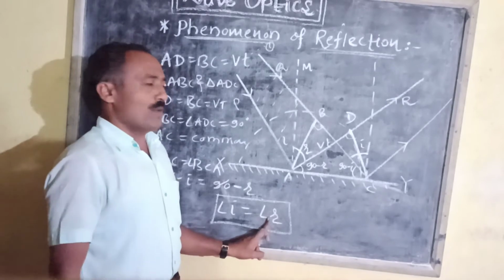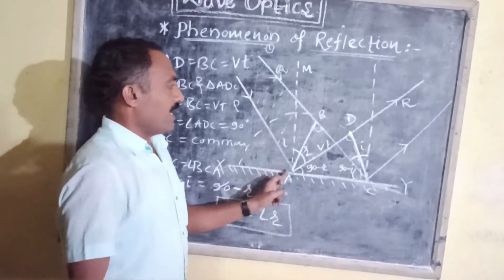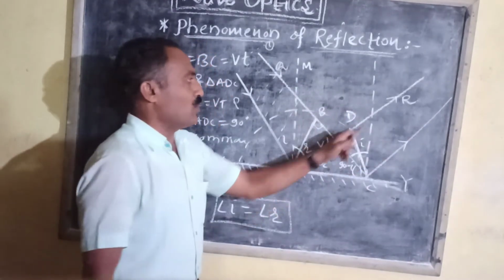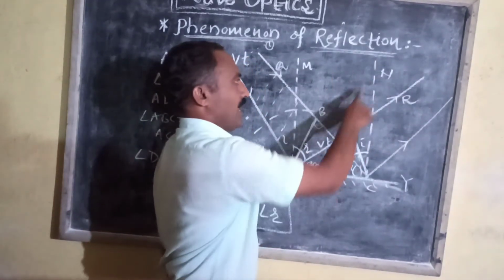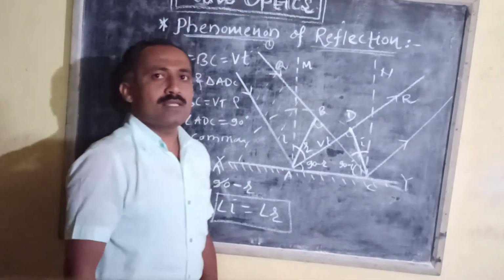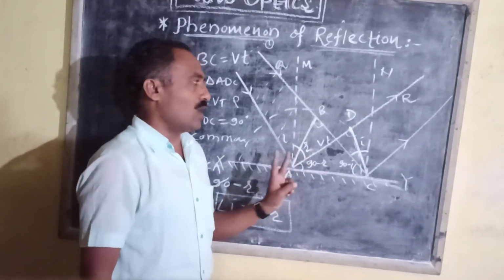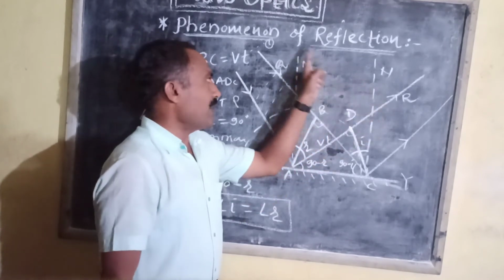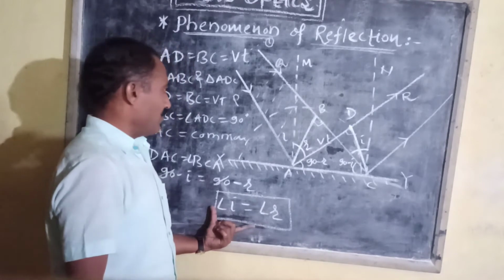In the phenomenon of reflection, again, the incident ray and reflected ray lie on opposite sides of the normal. MA and NC are the normals at the points A and C. This is the second law. And the third law: the incident ray, reflected ray and normal at the point of incidence lie in the same plane.